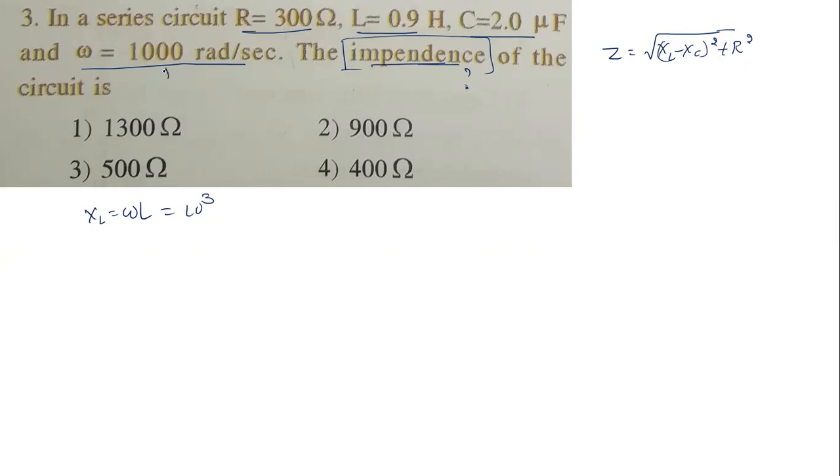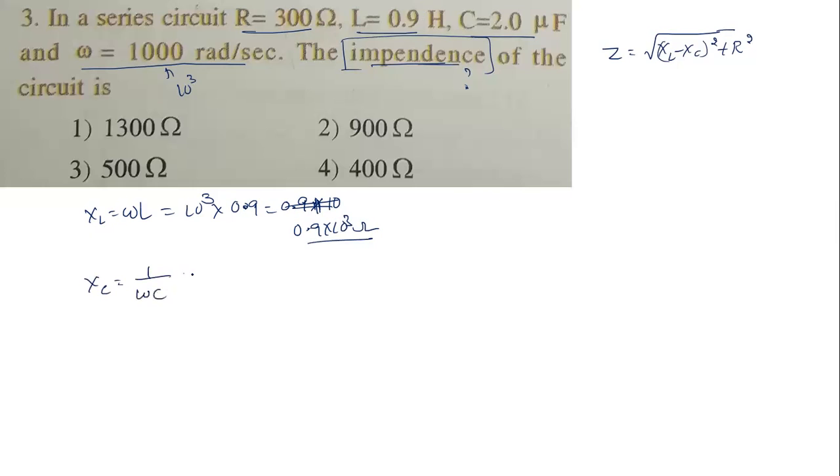Yes, I know 1000 means we can write 10 power 3. Okay, inductance is given as 0.9, so XL is 0.9 into 10 power 3. XL we got. XC we need to find out.